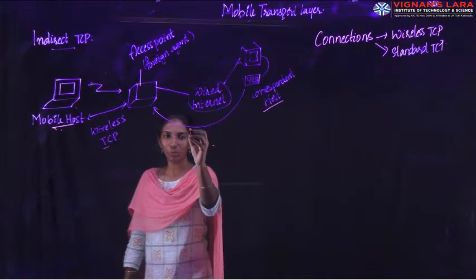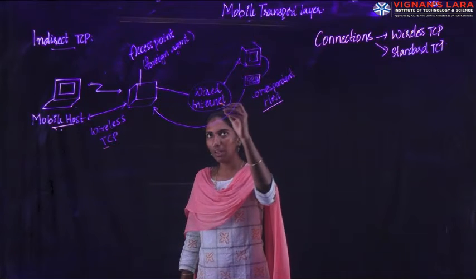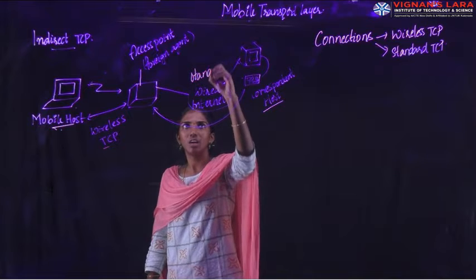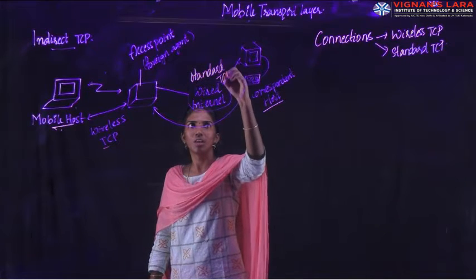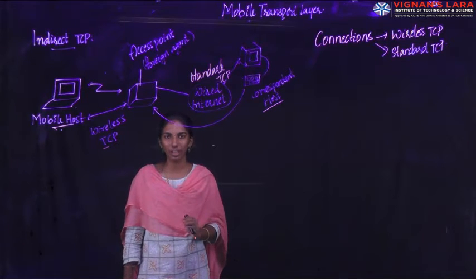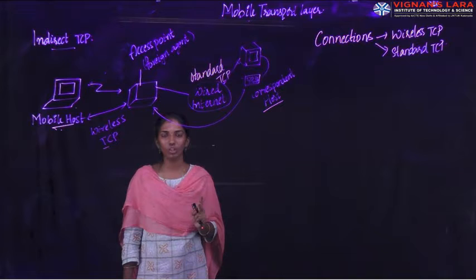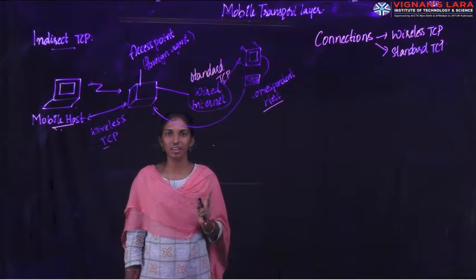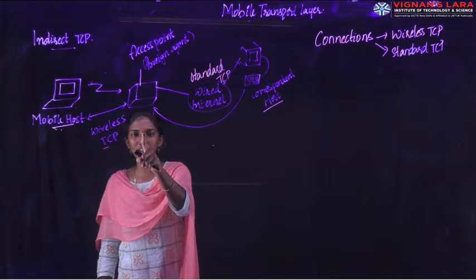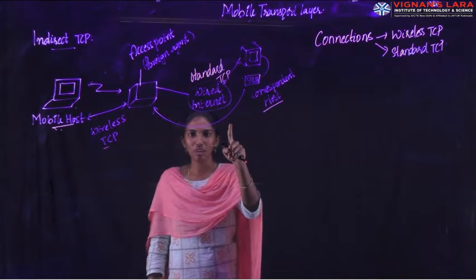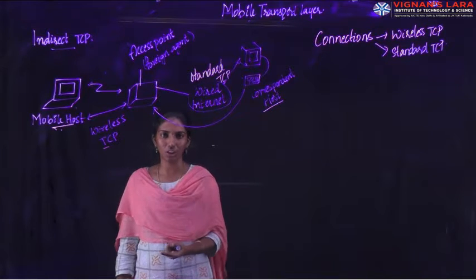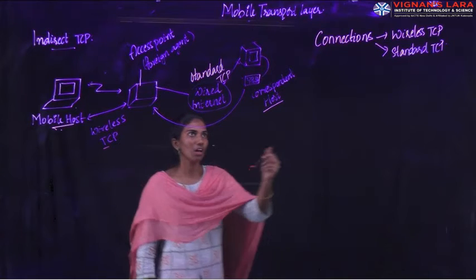In order to connect with the standard computer, we will be using the wide internet. That means this is a standard TCP. Okay, so this is the first assumption we are going to make in indirect TCP. Here we will have two connections, one wireless and the second one standard TCP. Wireless TCP is used between the mobile host and the foreign agent, and standard TCP is used between the correspondent host and the access point, nothing but a foreign agent. Okay, so this is the first step.